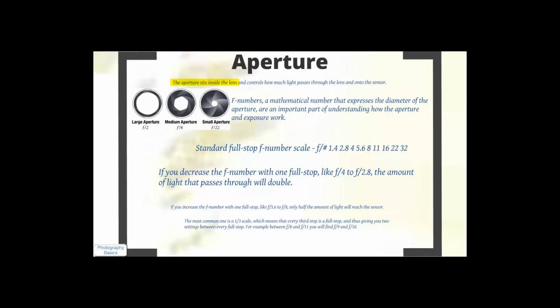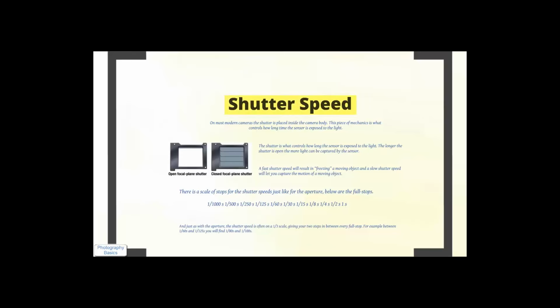From this, one must realize that the aperture is inbuilt in the lens and the shutter speed is inbuilt in the camera body. That's the reason we get lenses with the aperture number marked on them and not the shutter speed. Next, we discuss shutter speed.